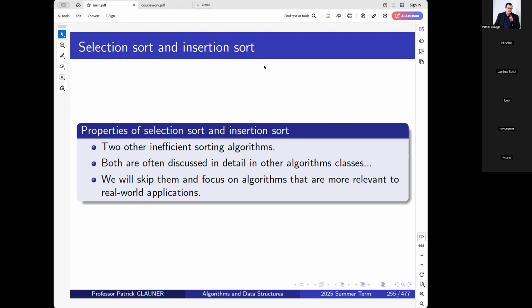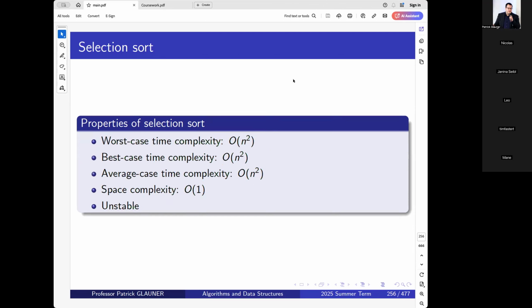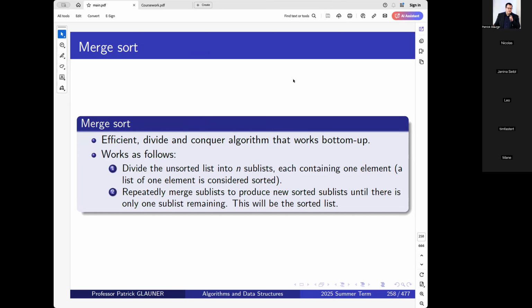So maybe let's skip selection sort and insertion sort. And I honestly don't know why a lot of professors spend so much time on these two, because we've done the bubble sort. So let's actually do something more efficient. And we will now see two sorting algorithms that are highly efficient.